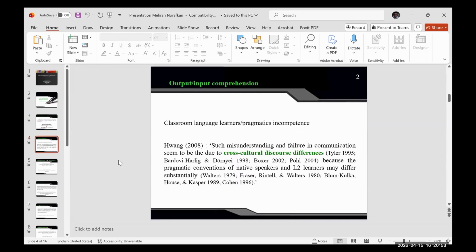Classroom language learners have received good scores on exams such as IELTS or TOEFL, but what we observed in pragmatics is a sort of incompetence. Huang has research and he believes such misunderstanding and failure in communication seem to be due to cross-cultural discourse differences. And this is because the pragmatic conventions of native speakers and L2 learners may differ substantially.